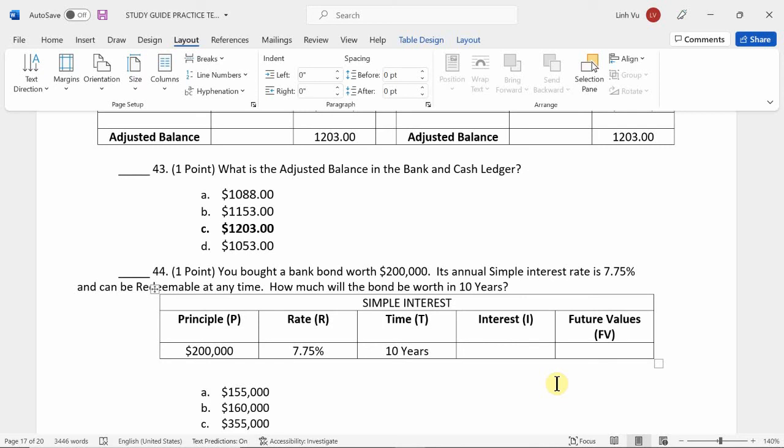Multiplying the principal with rate. Principal times rate of 0.0775. Okay. What else do I have to multiply it by? By year. So in this case, what is my interest going to be? $155,000. Yes. So then what is my future value going to be? Because it's asking me right now, how much is it going to be worth at the end of 10 years? So is it asking for interest or is it asking for future value? It's asking for future value. So, what's my future value going to be?